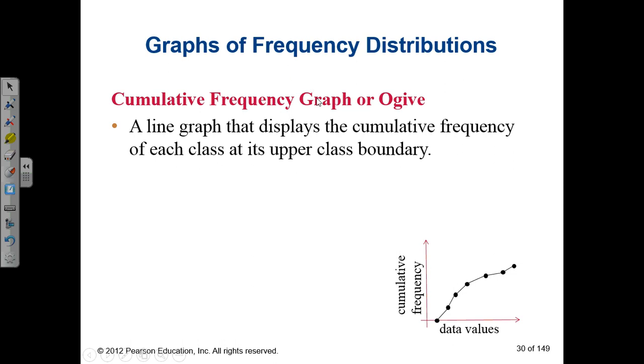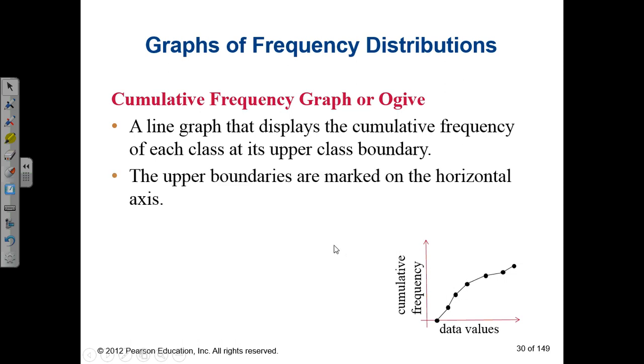A cumulative frequency graph is also known as an ogive, and again, you're putting a dot where the bar for the cumulative frequency is. The upper boundaries are marked on the horizontal scale, and the cumulative frequencies are here. For our example, remember we started at 0 and we went to 30.